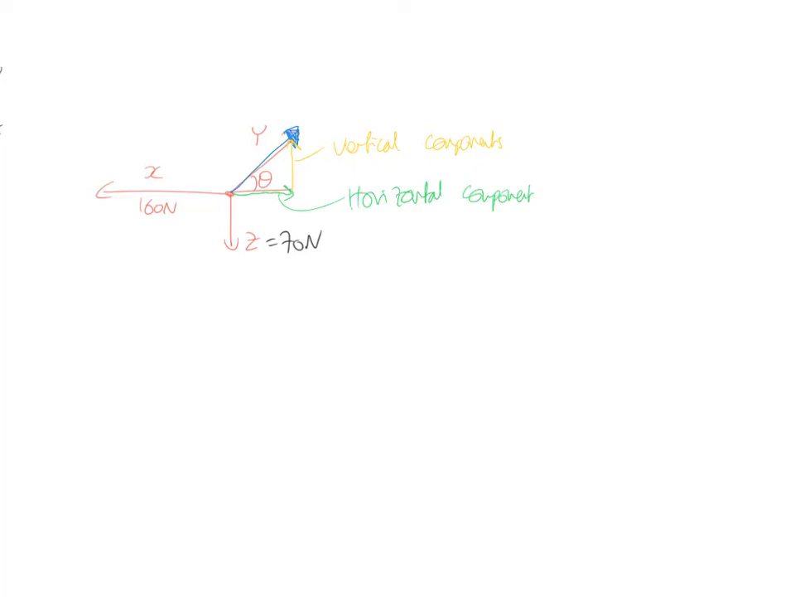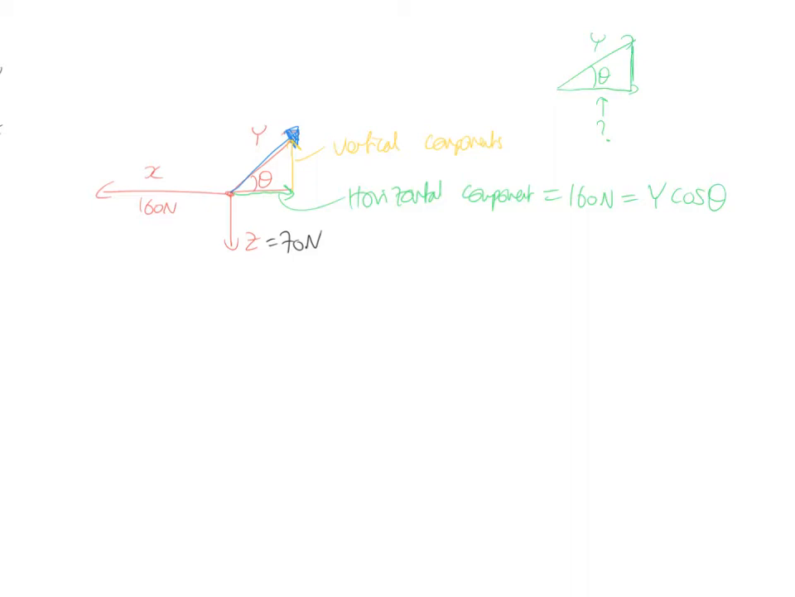Because the great idea is that the horizontal component here is going to be equal to 160 newtons, i.e. force x, because those two have got to balance out to keep it in equilibrium. And we know that that is actually made up of y cosine theta. Why is that? Well, we know force y is there, and this is theta.